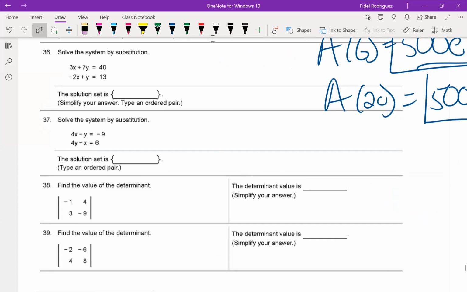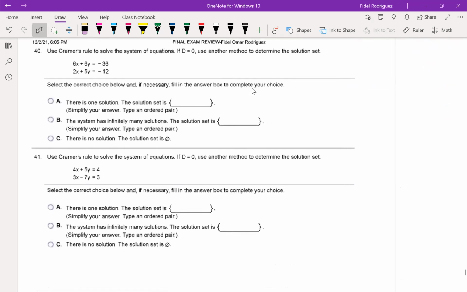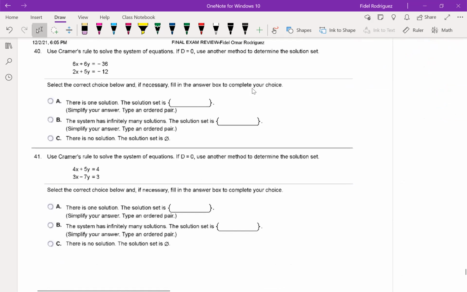Let's see, I got something here in the chat. Okay, Kathleen, all right, you're good. Don't worry about it. If you don't have any more questions, Kathleen, you know you're free to log off whenever you're ready. Anybody else have any questions? 36, 37, 38, 39, or 40 or 41? Anybody need any help with these here? Like I said to you guys, let's see, I got something here in the chat.